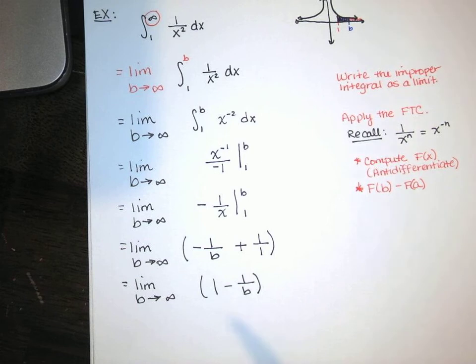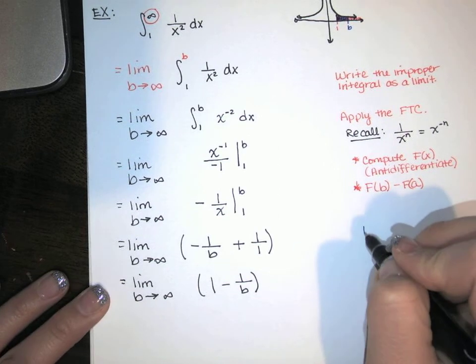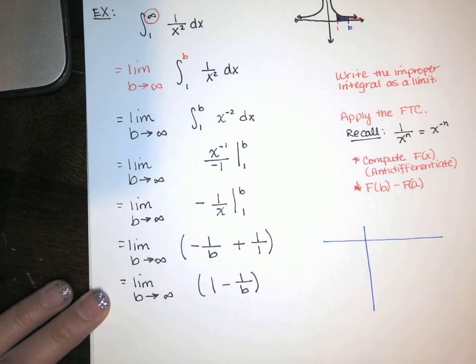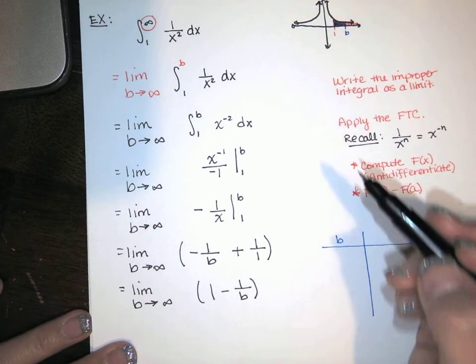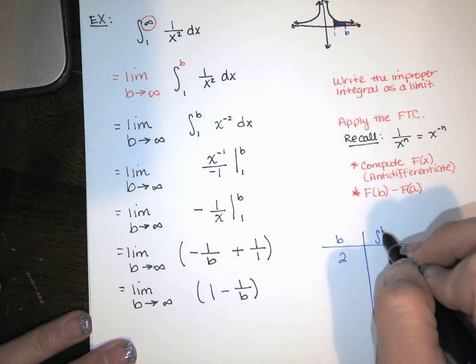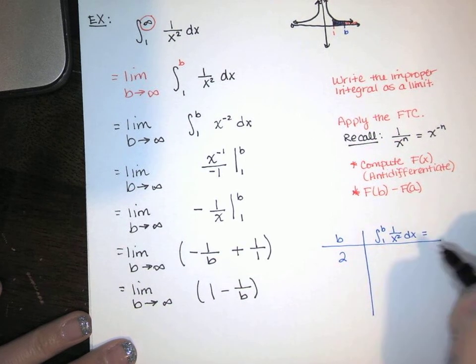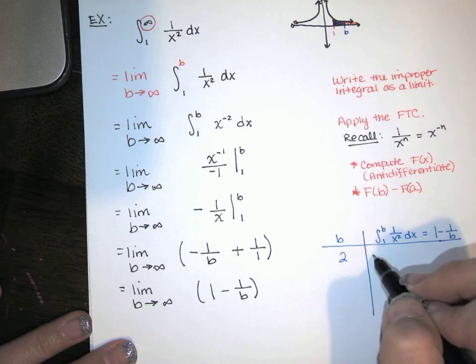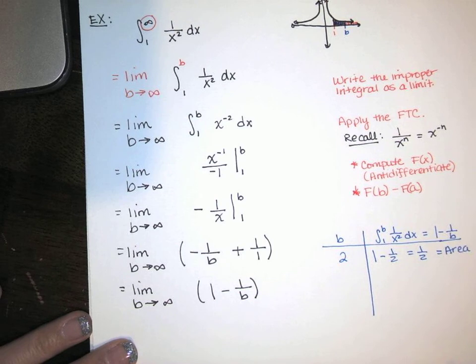But I want to focus on what's actually happening here. This is the area under the curve for a given b. So I'm going to make a table. If b is something other than 1, let's say it's 2, we get the integral from 1 to 2. It turns out that that area is going to be 1 minus 1 over b every time. So the area is going to be 1 minus 1 half, and we're going to get an area of 1 half when b is 2.